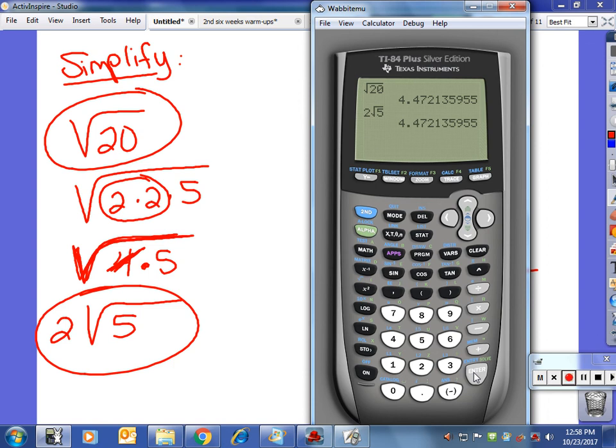Okay, we're going to learn a method called completing the square, which allows us to find roots of quadratic functions. So this is like a little baby step of something that we're going to learn eventually.